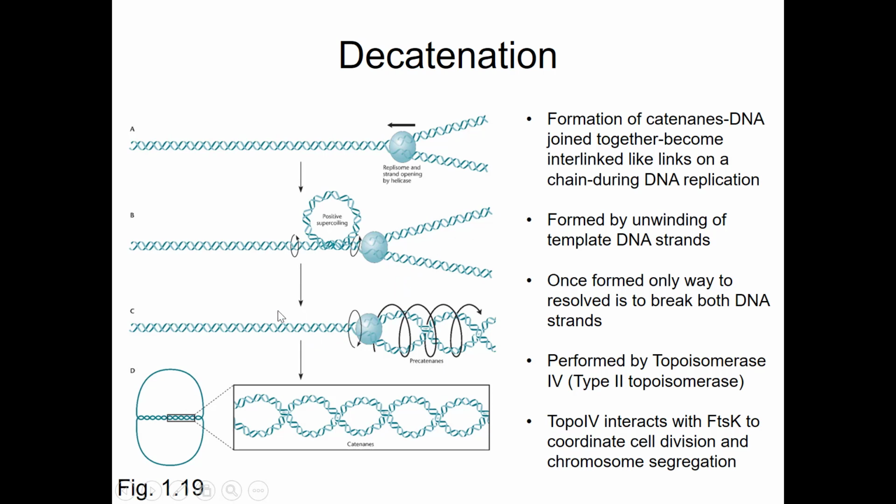So you can see here there's so much torsional stress that it passes through the replication fork and causes these two strands, or what should be two strands of DNA, to become interlinked with each other. So basically DNA gyrase either isn't moving fast enough or can't work efficiently enough to counteract the force of DNA replication. Once these catenates are formed, the only way to resolve them is by breaking both strands of DNA, meaning it requires a type 2 topoisomerase. This function is performed by topoisomerase 4.